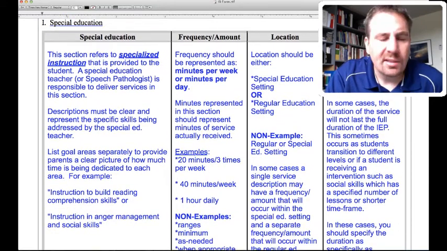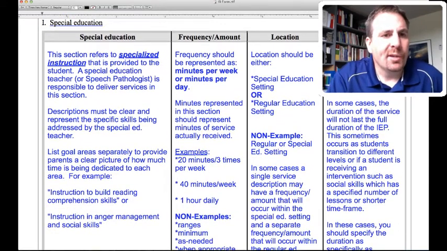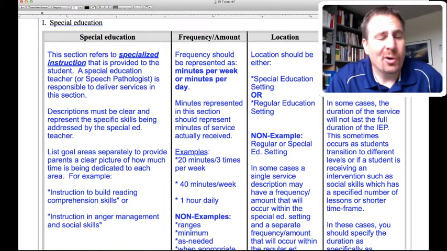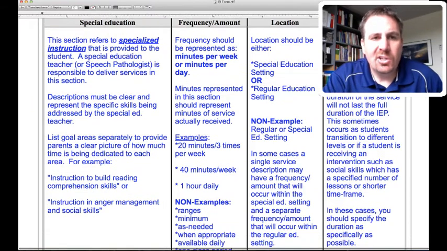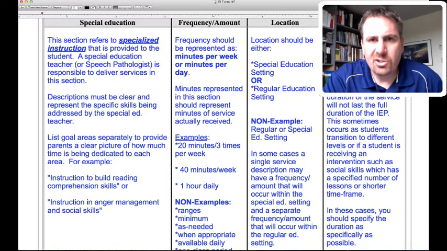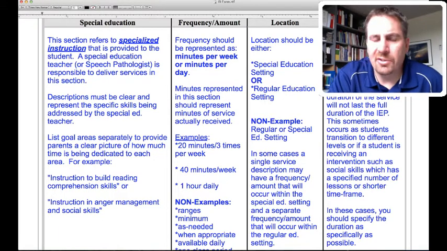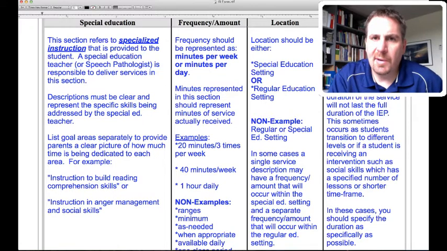All right, let's get into it then a little bit deeper, or I should say at least a little bit further down the form. Section 1, special education. Special education refers to the specialized instruction that we're going to be providing that student. And this is instruction that's provided by a special education teacher or perhaps a speech pathologist, but not an aide. So this is specialized, this is teacher instruction.